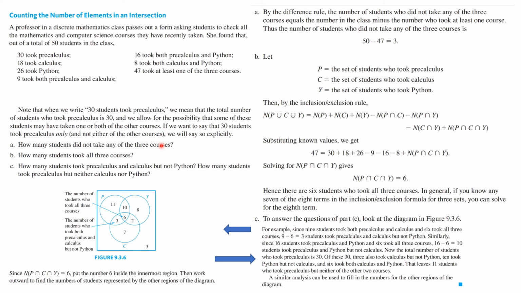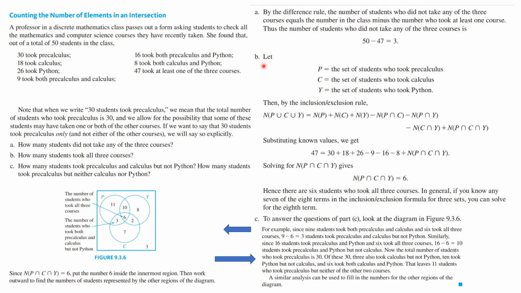So we have some questions we have to ask, and we're using this data. This again is called a survey problem. How many students did not take any of the 3 courses? Well, 47 took at least one of them, so we're going to put a 3 out here because this inside has to add up to 47. So that was not hard. How many students took all 3 courses? Now that's going to be more involved, and let's start on that.